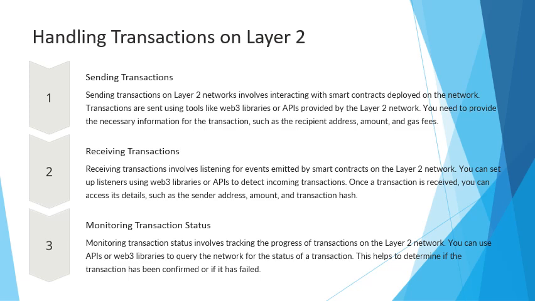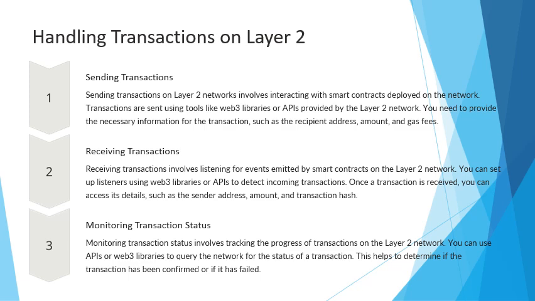Then, receiving transactions. Receiving transactions involves listening for events emitted by smart contracts on the Layer 2 network. You can set up listeners using Web3 libraries or APIs to detect incoming transactions. Once a transaction is received, you can access its details, such as the sender address, amount, and transaction hash.